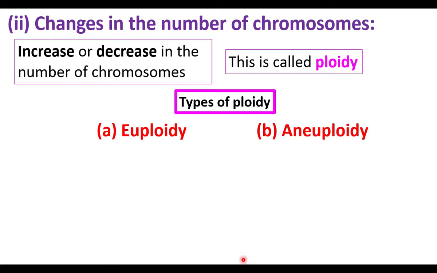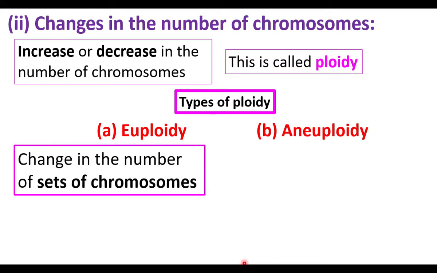We have two sets of chromosomes in the body cells. 23 chromosomes form one set, another 23 chromosomes form another set. So we have two sets of chromosomes. The total number of chromosomes is 46. When there is a change in the sets of chromosomes, it is called euploidy. Euploidy is nothing but change in the number of sets of chromosomes.